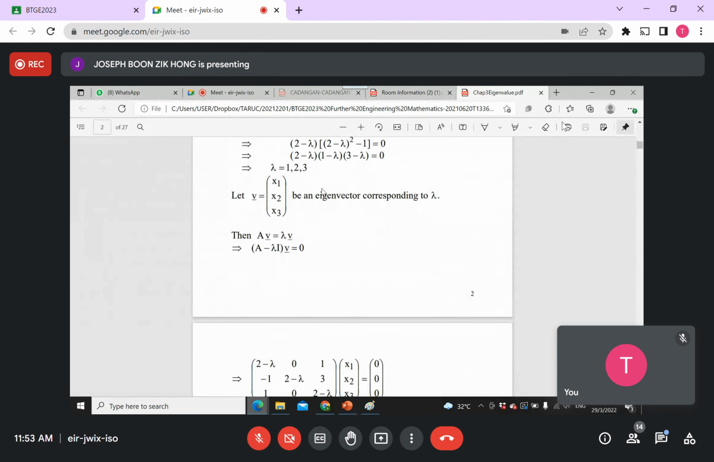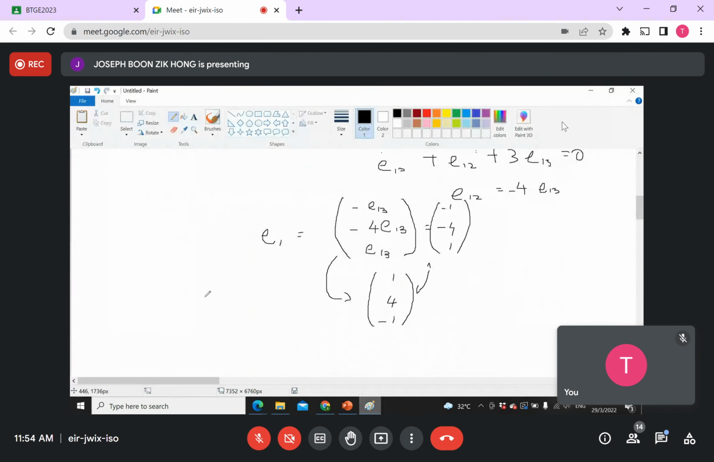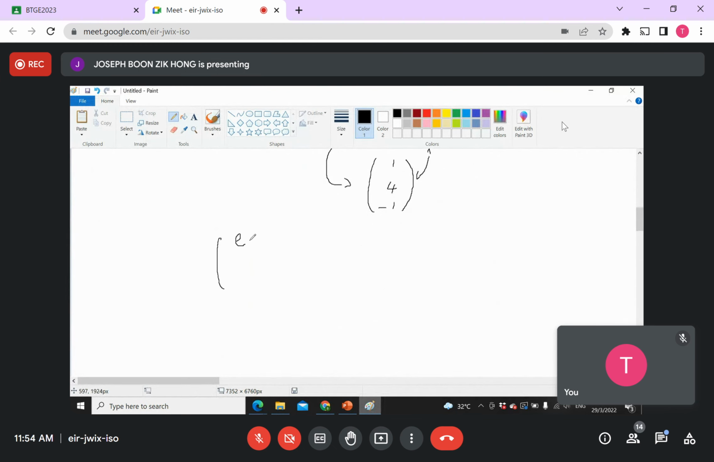They get 1, 2, 3 as the eigenvalues. Here they use x1, x2, x3, but normally I use e11, e12, e13, and then later I will use again e21, e22, and e23. It depends. There is nothing wrong or correct here. You use XYZ also can. You use x1, x2, x3 also can. You use e21, 22, 23 also can.